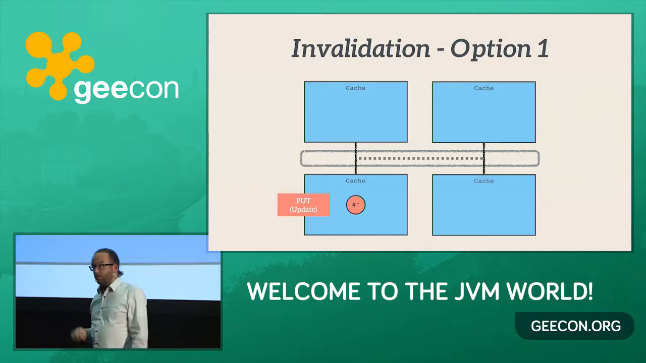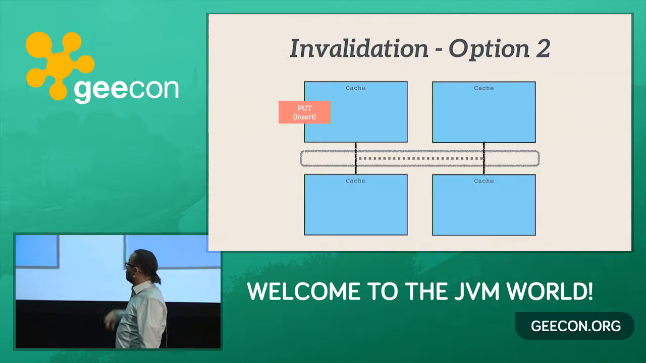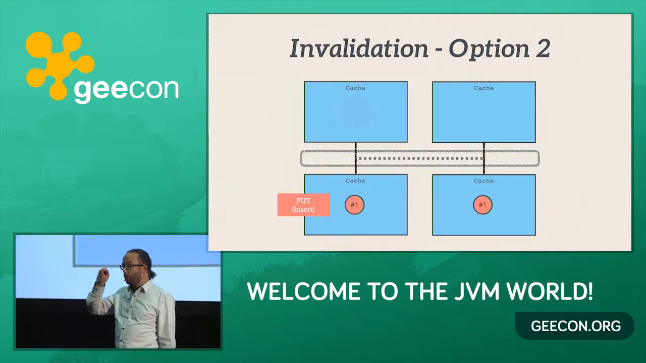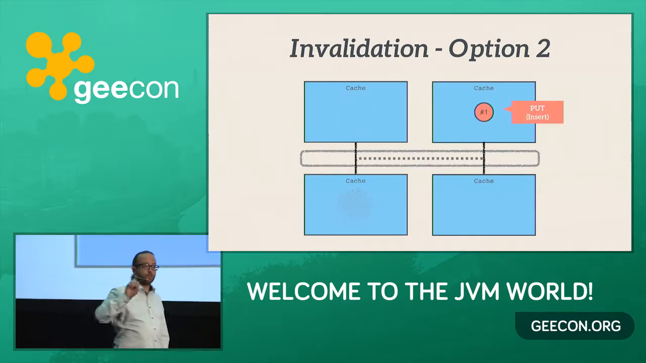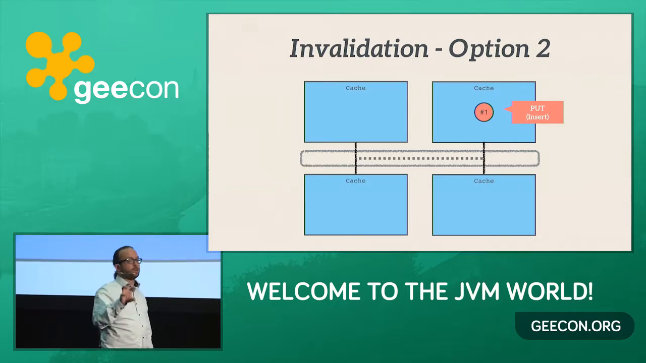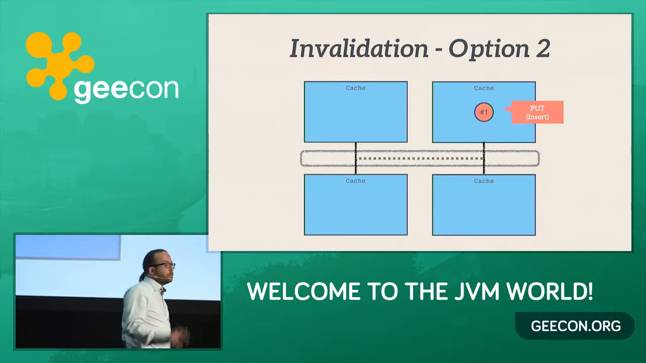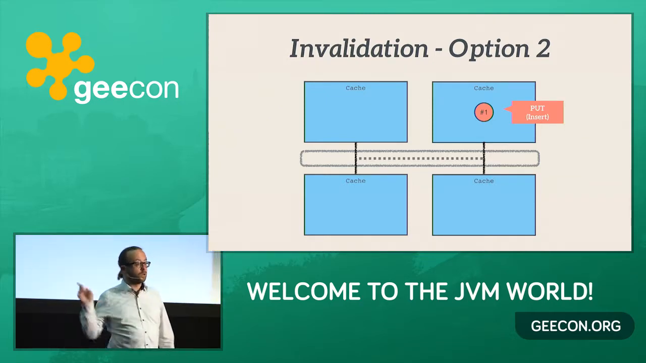A different invalidation strategy looks like that. We add the person to one node, and the cache only allows one specific entity to live in one certain node. So as soon as I add the person to another node, it gets removed. So that is, for instance, the default invalidation behavior of Infinispan. It looks like this.